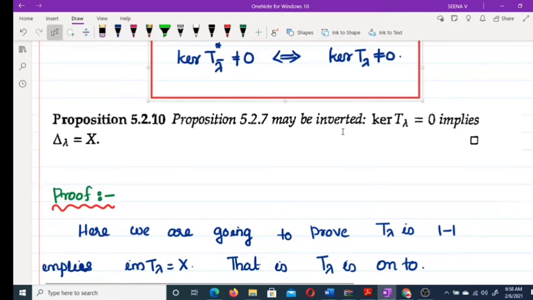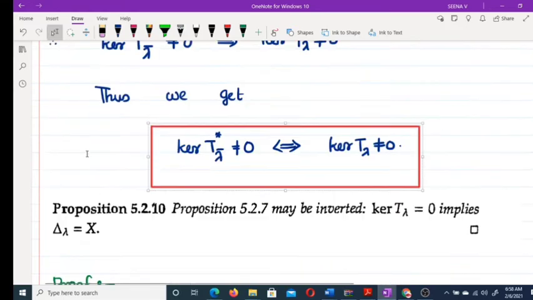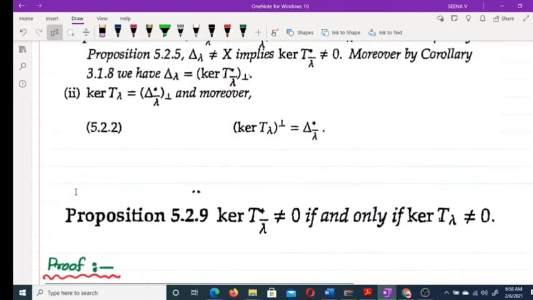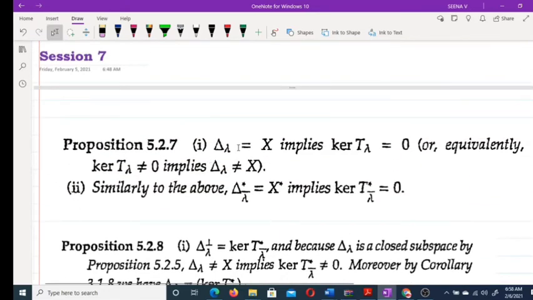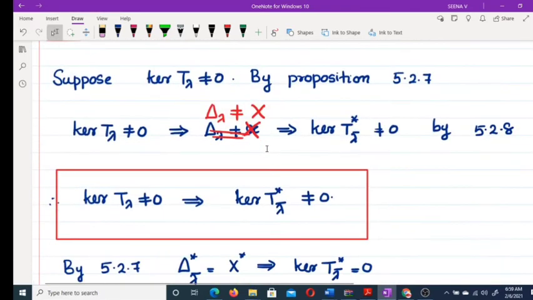5.2.10. 5.2.7 may be inverted. What is our 5.2.7? This is delta lambda equal to X implies kernel T lambda equal to 0. And here 5.2.9 says that this statement can be inverted. That means kernel T lambda equal to 0 implies delta lambda equal to X.